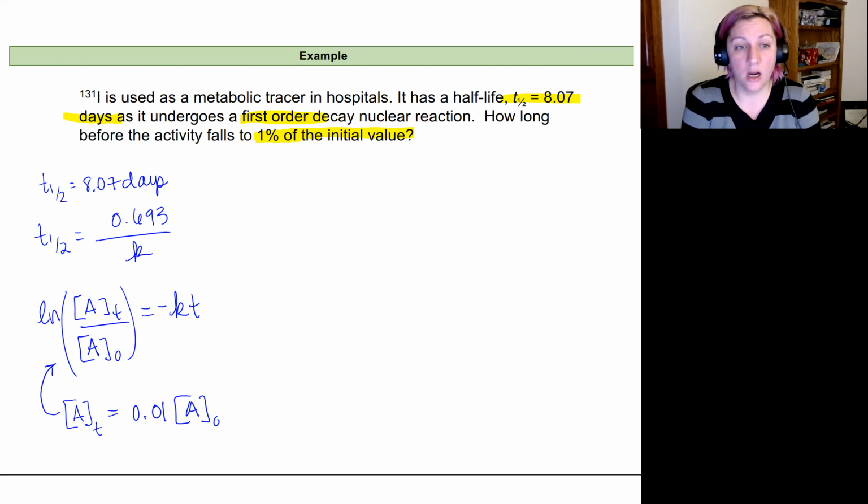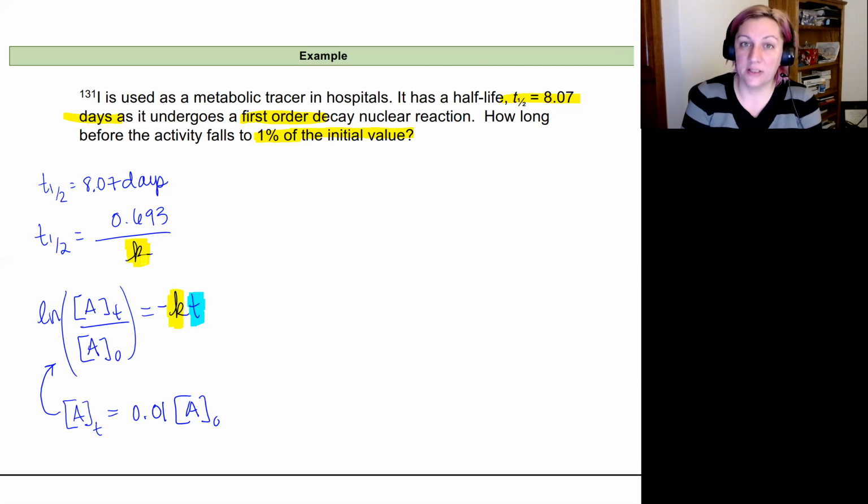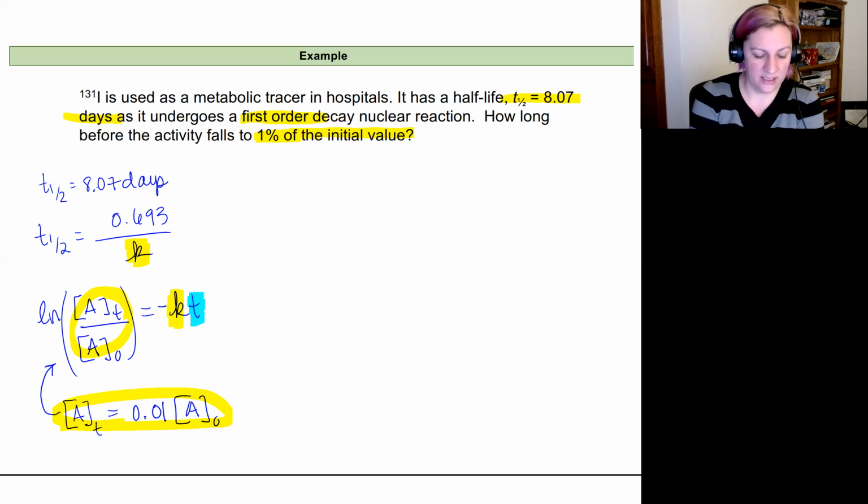So our big goal here is to figure out time. And so we're going to be looking for this piece right here. And we're going to need K, which we don't have, but we can get K from our half-life expression. And we know our half-life for this. And so then we'll also use this equality here to substitute in here. So let's go through this and first find K, and then we'll find t.